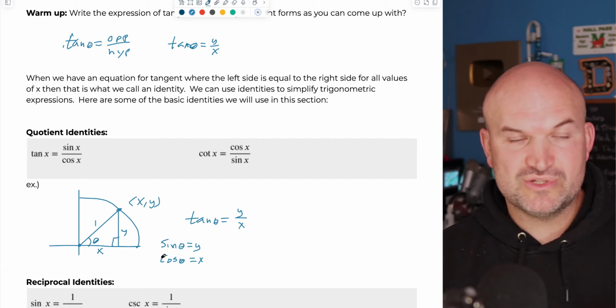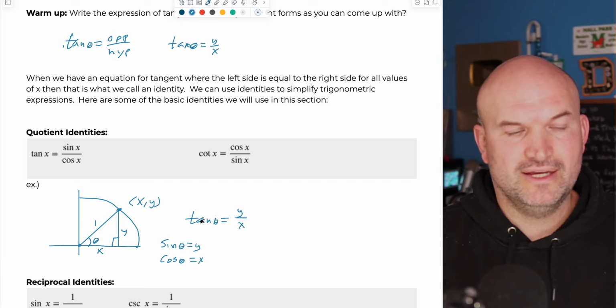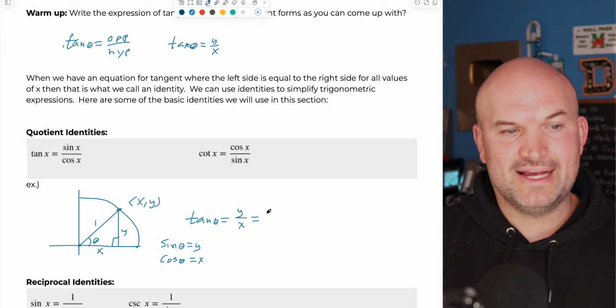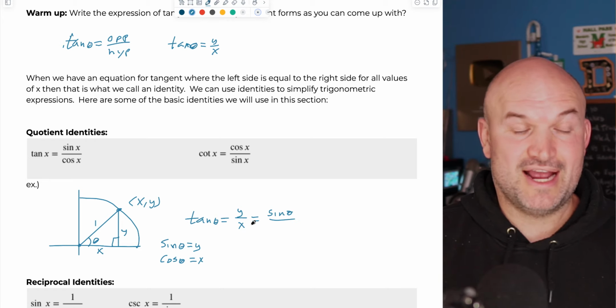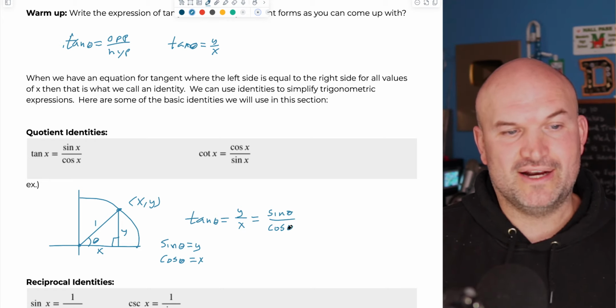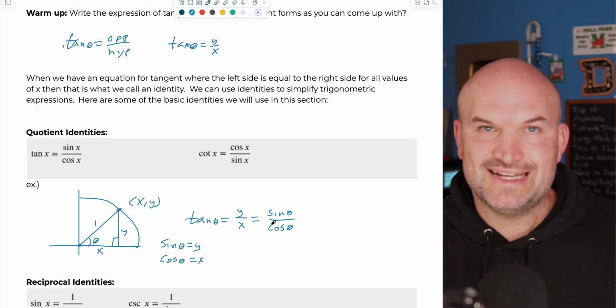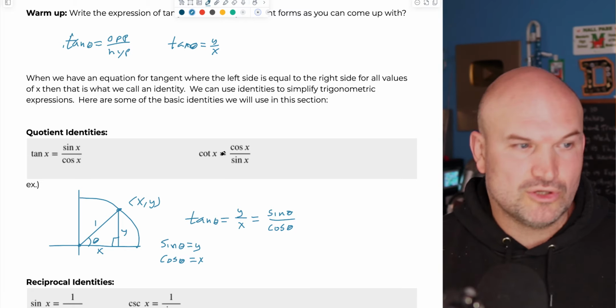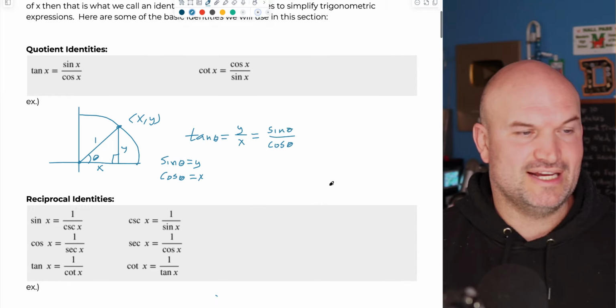So now I can use some substitution. If tangent of theta is y over x, I can rewrite that with y as the sine of theta and x as the cosine of theta. And therefore, you can see how that identity makes sense. And then cotangent is just going to be the reciprocal of that identity.